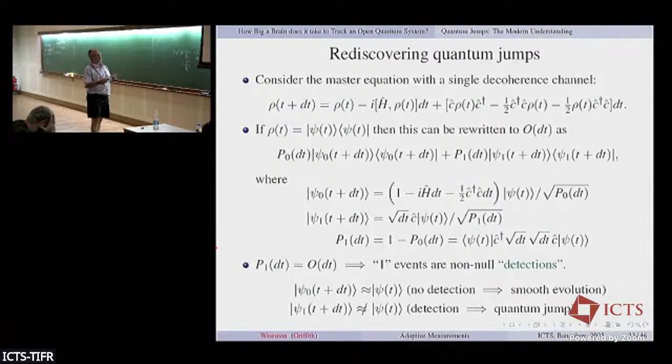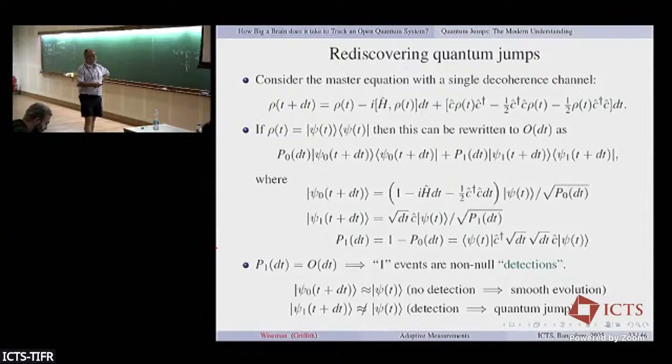Either the system has undergone a quantum jump, and that's this term here, which is of order dt. So that's a very rare event. It happens with probability of order dt, which is exactly what you'd expect for something which happens with a finite rate in a time dt. And the other possibility happens almost all the time, with probability 1 minus the probability of a jump, and in that case you have smooth evolution. So that's how we can unravel the master equation in very simple terms.